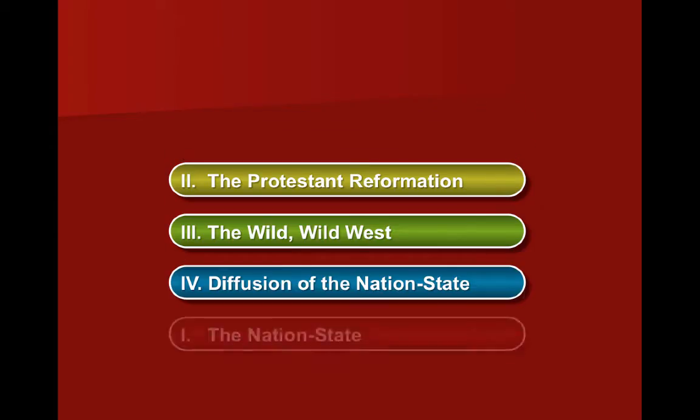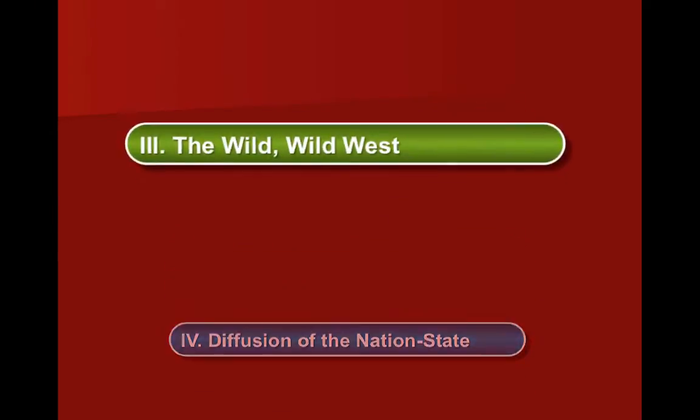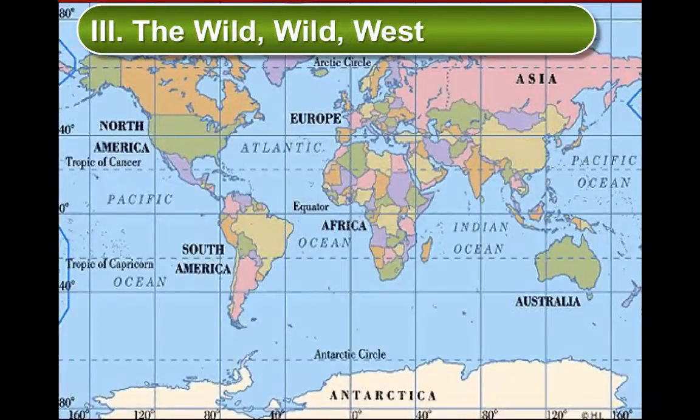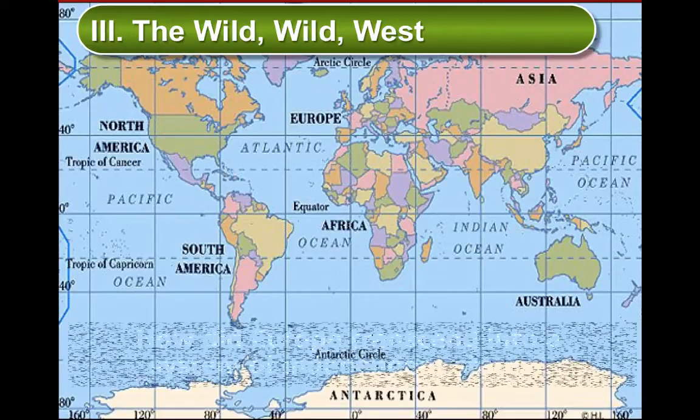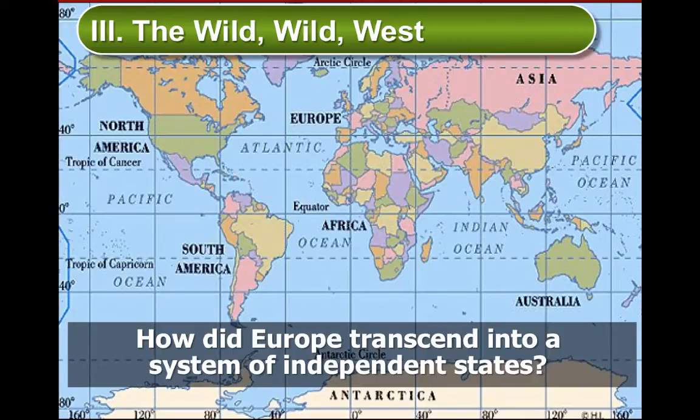And in this video today, we're going to look at how Europe descended into chaos during the Wild Wild West. The world today is made up of more than 200 individual states, and they are all at least in some way based on the European nation-state model. So the question we'll look at now is, how did Europe transcend into a system of independent states?